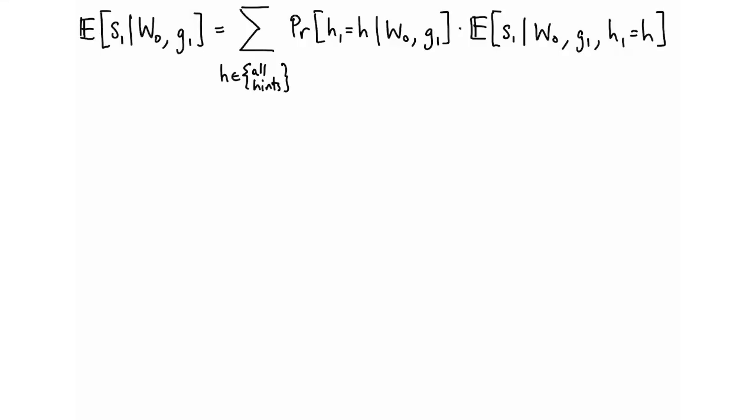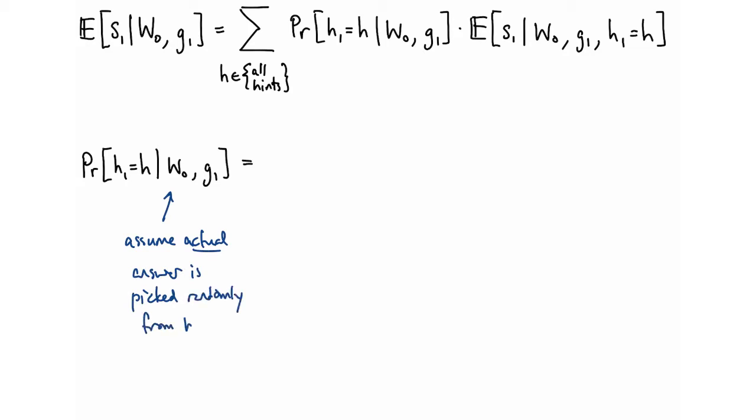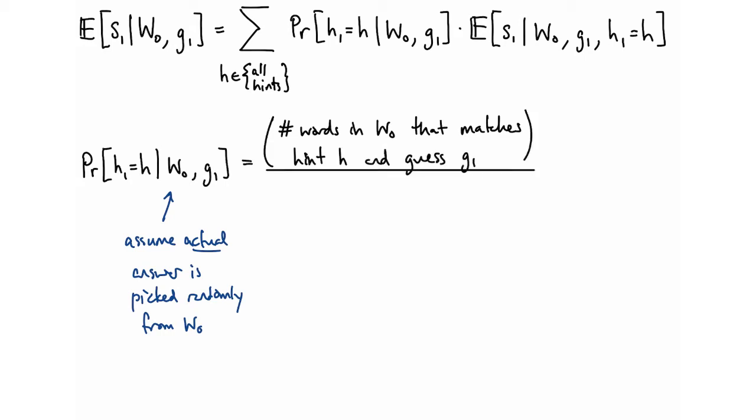The first term is the probability of getting a certain hint. Well, that's pretty easy to work out because we know what W0 is, the list of all the possible words. So we can work out how many of those words will fit the hint that we have and also fit the guess that we've made. And so the probability of getting a certain hint, very simply, is equal to the number of feasible words that fit the hint and the guess, divided by the number of total possible words, which in this case is just S0.